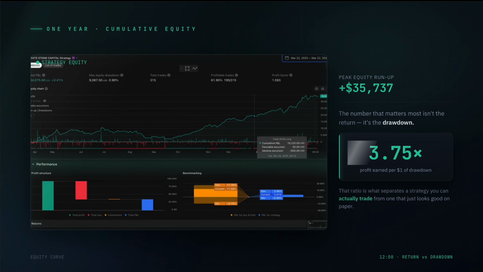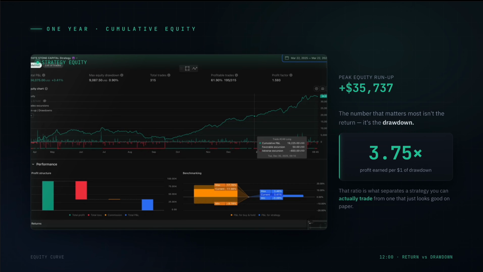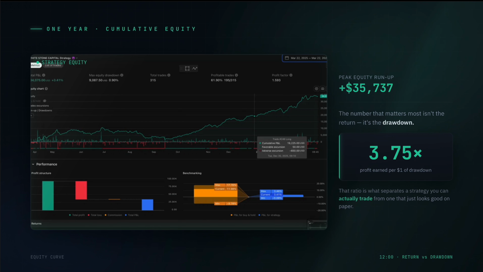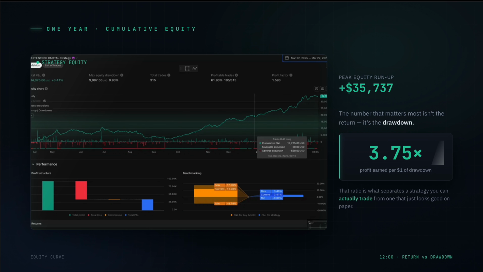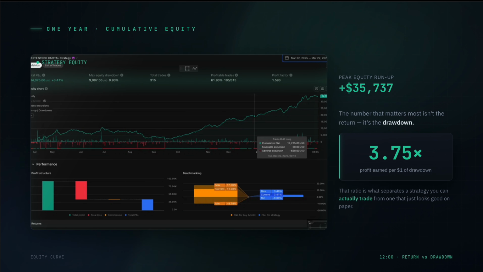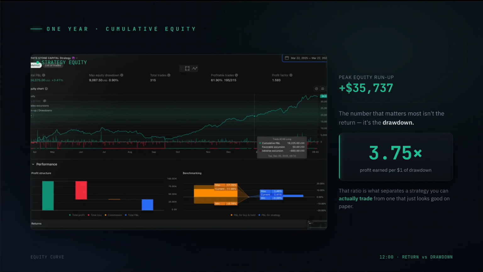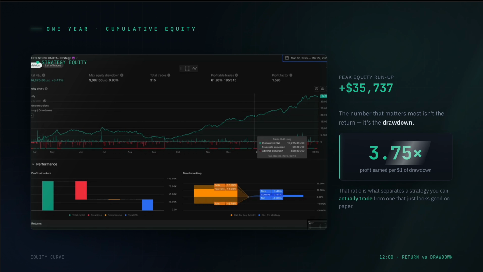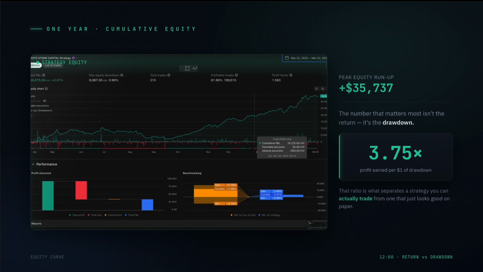But here's the number that matters the most. The drawdown. The maximum equity drawdown over the entire year was just about 0.9%. So you're earning roughly $3.75 in profit for every single dollar of drawdown you have to sit through. That ratio, return versus drawdown, is what separates a strategy you can actually trade from one that just looks good on paper.